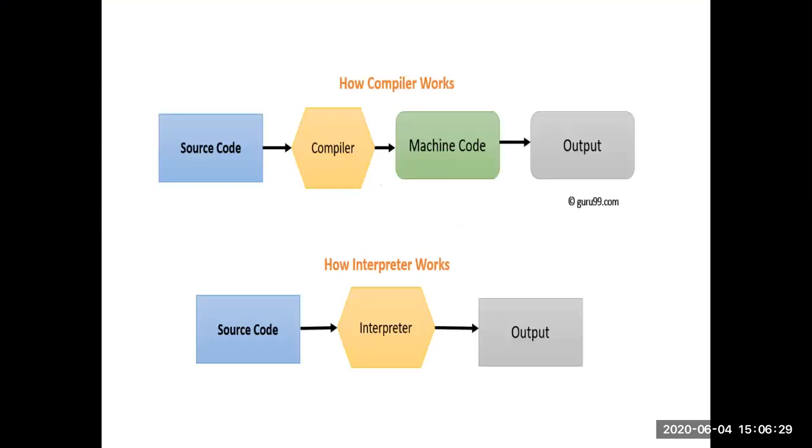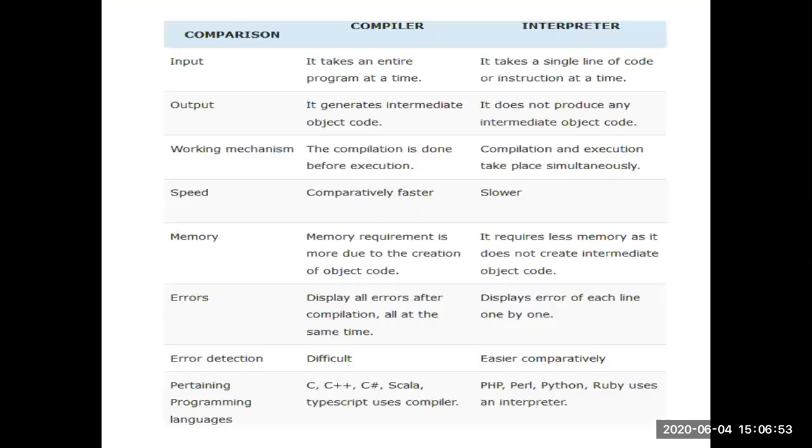If you observe the diagram, first the compiler is converting source code to machine code, then the output is coming. When we give source code to the interpreter directly, we are getting output. That means conversion to machine code as well as running of the program will be done at the same time. That is how the compiler works and how the interpreter works.